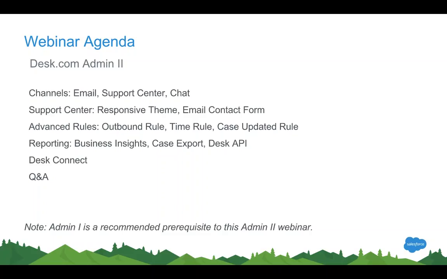We'll also cover reporting. So we do get a lot of reporting questions. And we thought it'd be a great opportunity to talk about how you can get data from Desk. And the three main ways you can do that is through the Desk Business Insights section, case exports, or the Desk API. And towards the end, we'll also talk briefly about DeskConnect. So that's for those of you who want to sync your cases, your Desk customer inquiries between Desk.com and your Salesforce account. And we'll talk about how you can set that up. And of course, we'll have time for Q&A at the end.